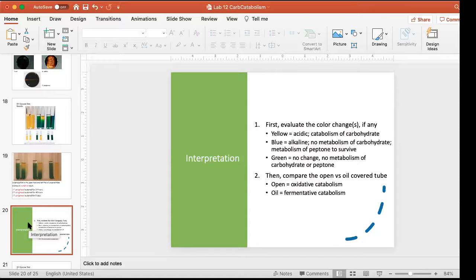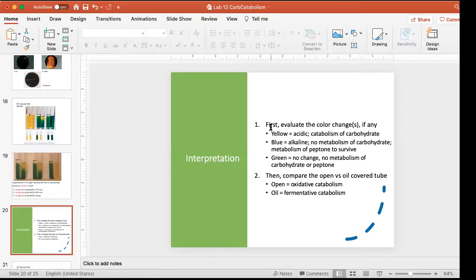No metabolism of glucose using aerobic cellular respiration. Sorry, I shouldn't talk about the open versus the closed yet. No metabolism of glucose, no metabolism of peptone. That organism is not growing in there. It's not metabolizing. It's not surviving.